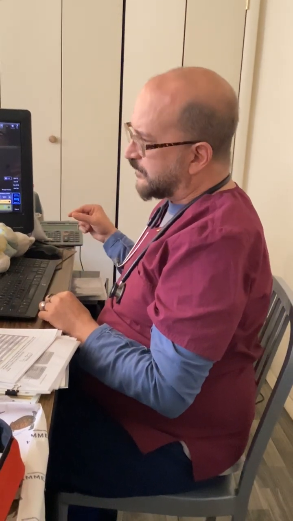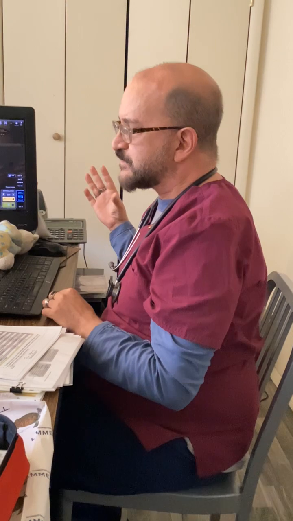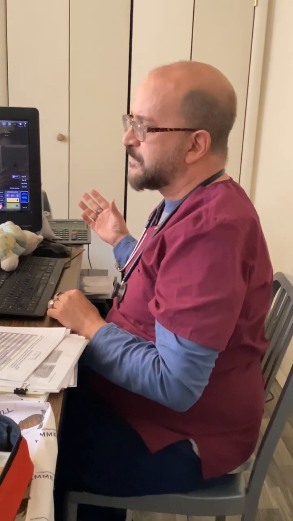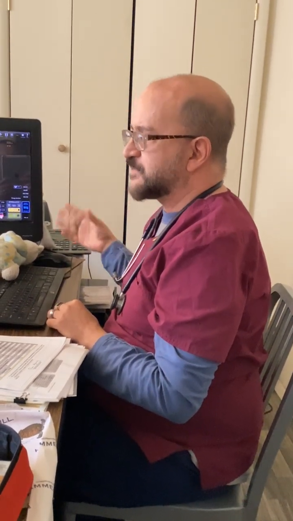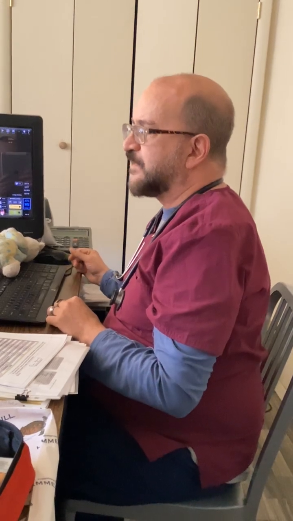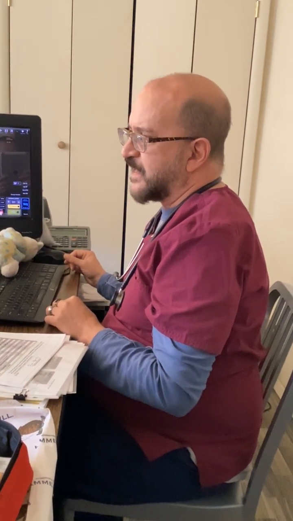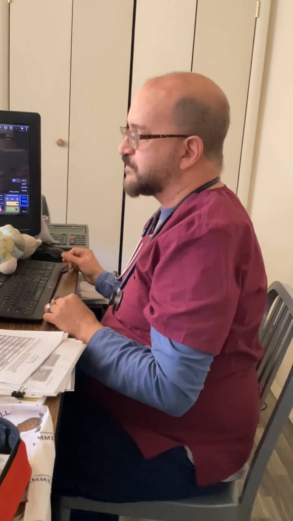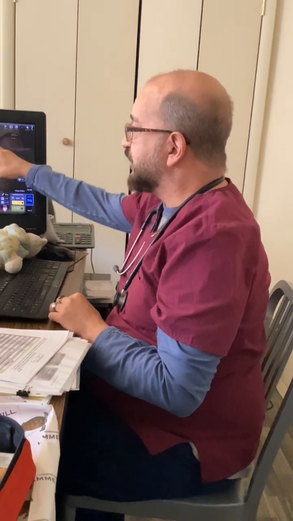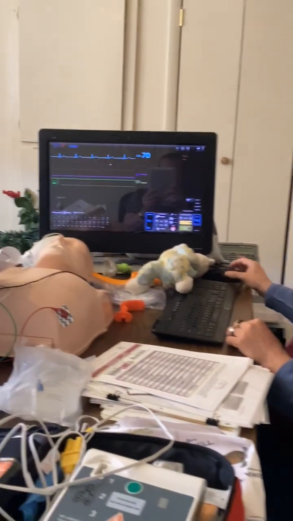So the idea with any pulseless arrest rhythms, throughout the algorithms, we go through H's and T's, but we've got to start compressions. And then we've got to get IV access or interosseous access, and put them on a monitor. A rhythm without a pulse is considered PEA.